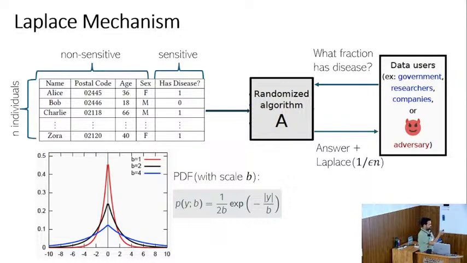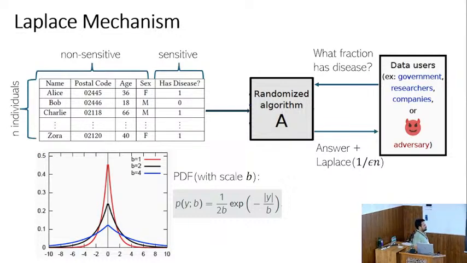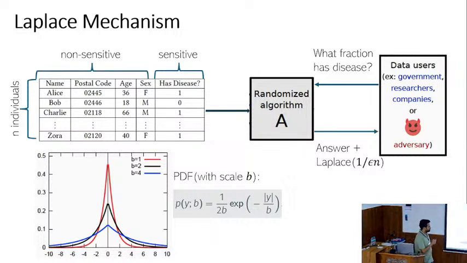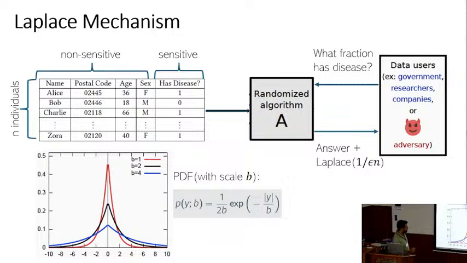The probability density function of a Laplace distributed random variable with mean 0 and scale b: the probability that a random draw from this distribution takes value y is equal to 1 by 2b times e to the power minus of mod y divided by b.